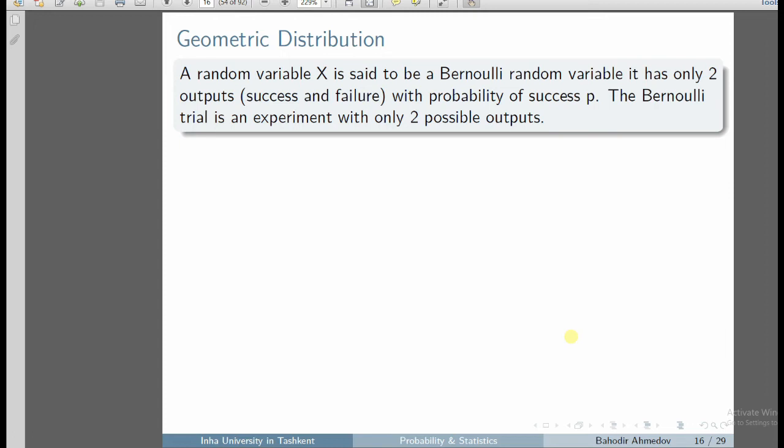Previously, we counted the number of successful trials when we do the experiment a fixed number of times. Now, we count the number of trials where the number of successes is fixed, which is 1. You continue until you get the first success. Okay? Now let's calculate the probabilities.